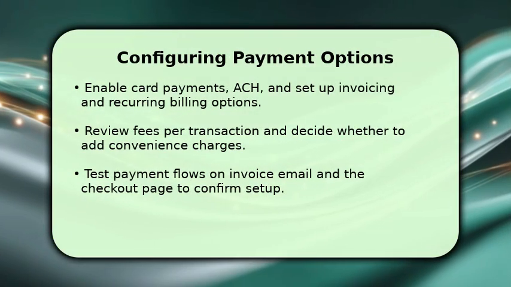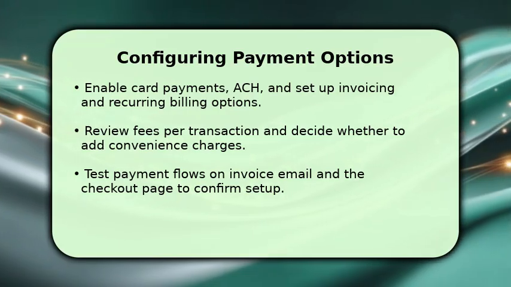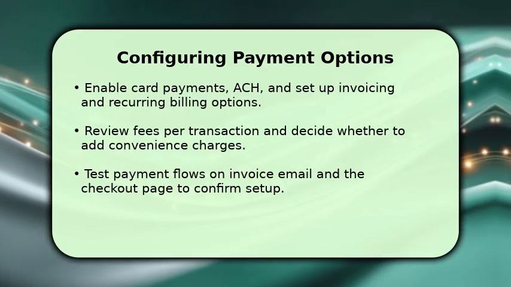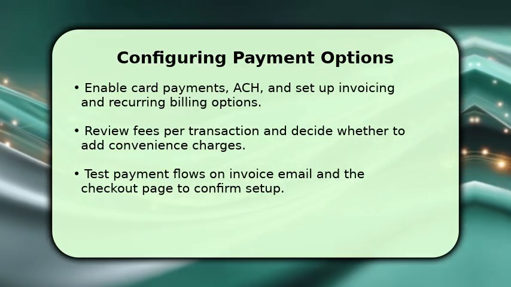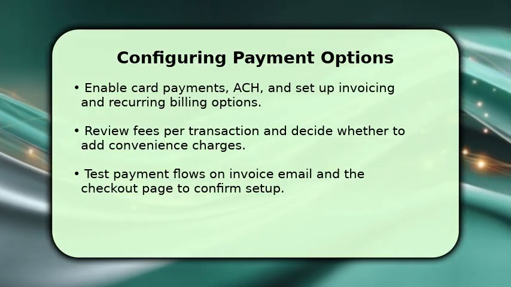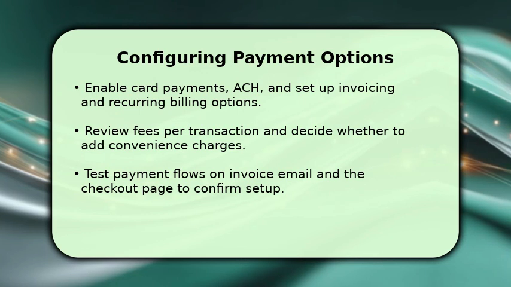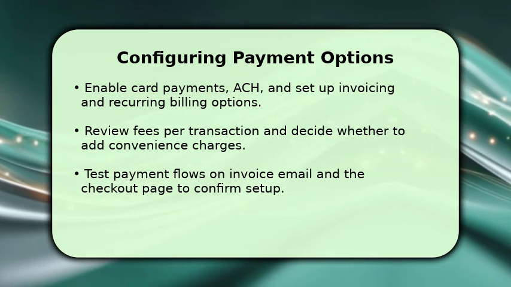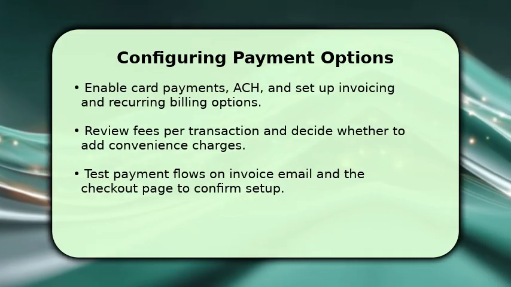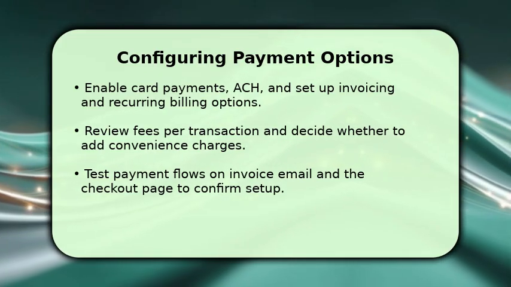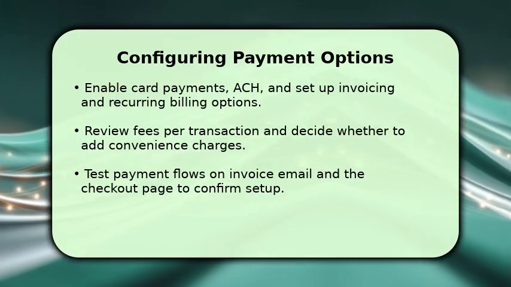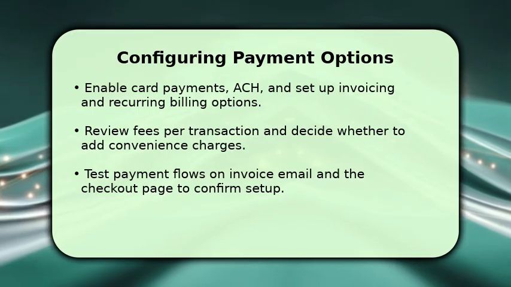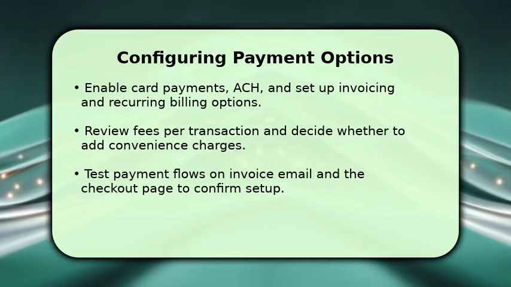Configure which payment methods you accept and how invoices appear to customers. Turn on card processing and ACH as needed, enable invoicing with pay buttons, and set up recurring payments for subscriptions. Review the fee structure for each method so pricing decisions are informed. Consider adding automatic reminders and custom messages on invoices. Finally, run a sample invoice and complete a test payment to validate the user experience and reconcile fees.